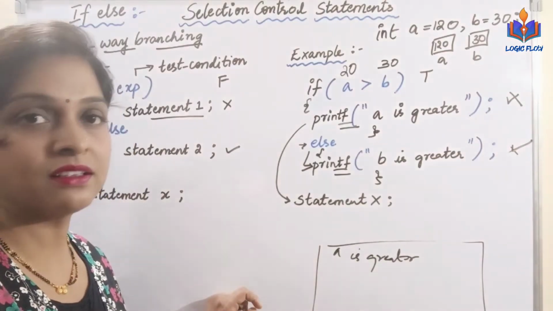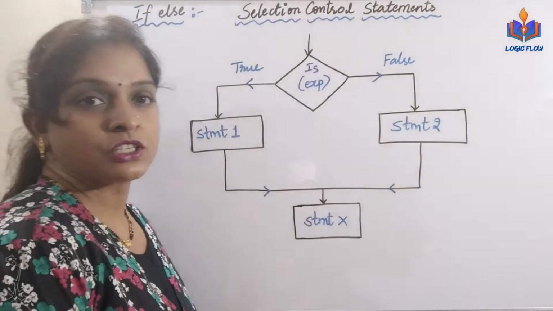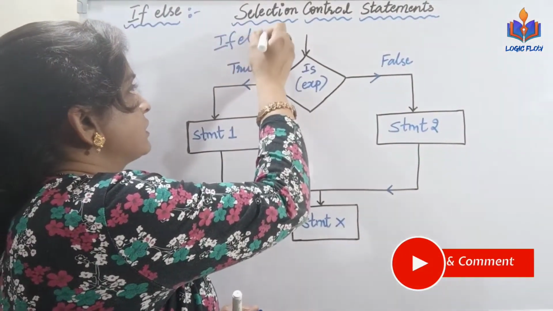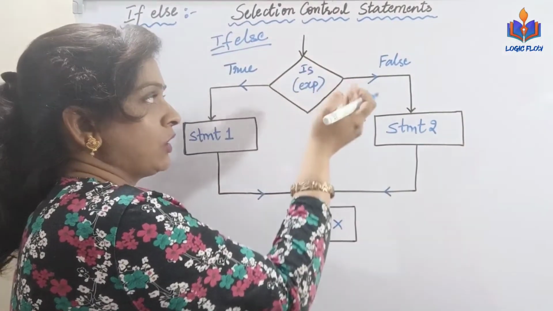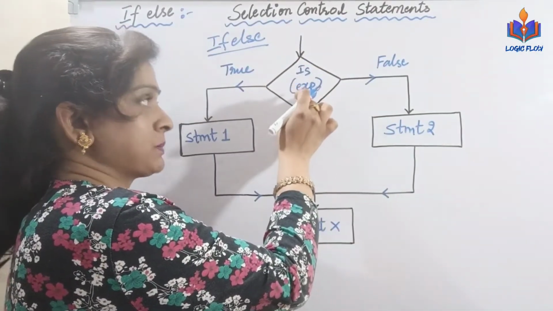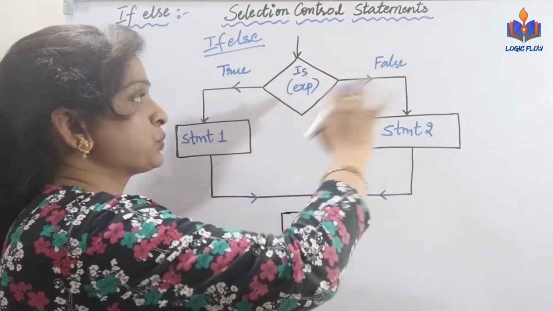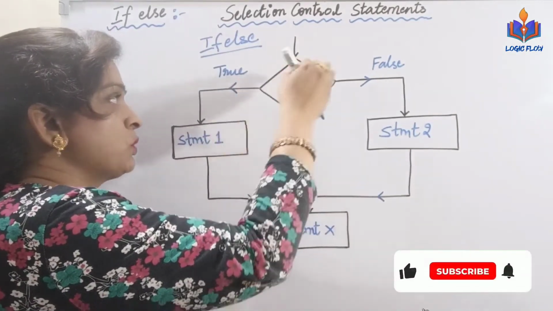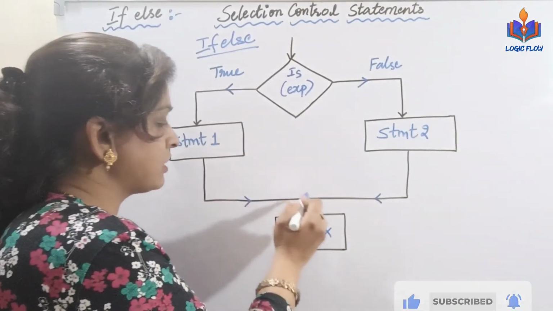So let us understand this still more in a better way using a flowchart. So this is the flowchart of if else. Look at the flow. Is the expression, we usually write is, we don't write if. Is expression means if the expression evaluates as true and false, writing these two things is very much essential. If the expression evaluates as true, look at the flow, it will go here, execute statement 1 and it will come here to statement X.